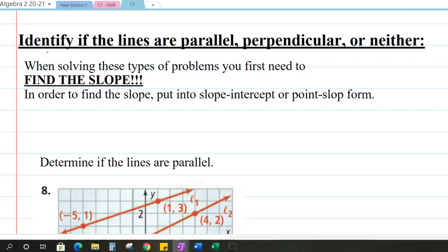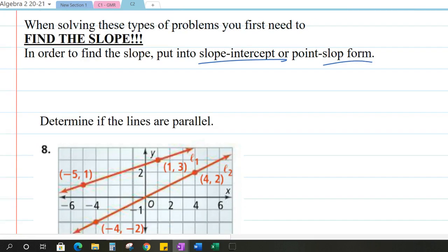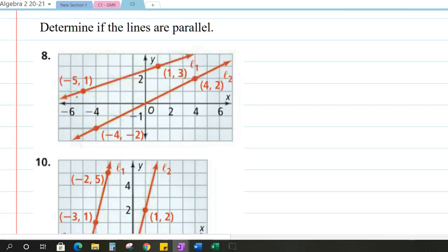When you have questions that say, identify if the lines are parallel, perpendicular, or neither, this is what you do. First, solve these problems by finding the slope. You can't answer their question unless you find the slope. In order to find the slope, you're going to want to put it into slope-intercept form or point-slope form, either or. Sometimes they'll be nice. They'll give us a pretty picture. The instructions here are determine if the lines are parallel. So now I need to find the slope and the y-intercepts for both of these.